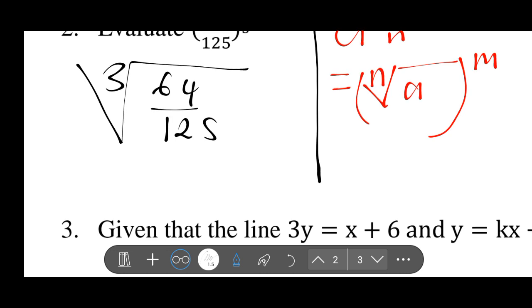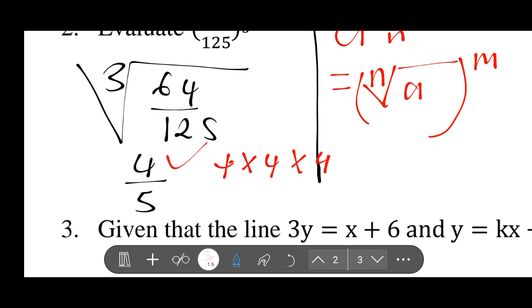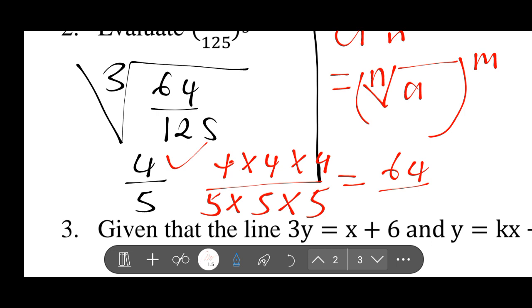So let's move on. The answer will be the cube root of 64 over the cube root of 125, which is 4 over 5. If you want to prove it, we have 4 multiplied by 4 multiplied by 4 divided by 5 multiplied by 5 multiplied by 5. 4 times 4 is 16, 16 times 4 is 64, over 5 times 5 is 25, 25 times 5 is 125. So that is our answer.